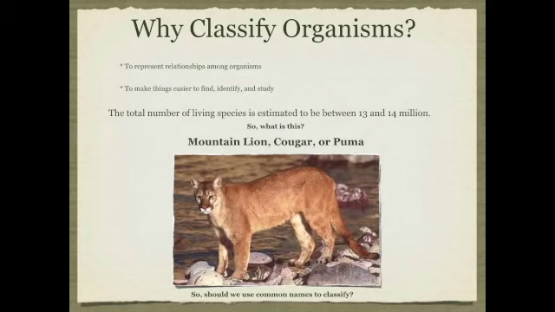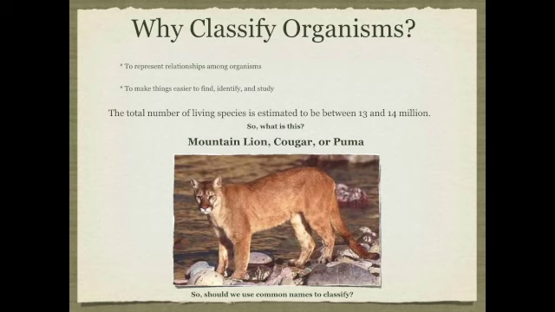So why do we classify organisms? The focus here is that we want to represent a relationship between the organisms, things that are similar. So we're going to put dogs in a certain category, cats in a certain category. We're going to separate plants from animals. So plants will all be in a certain category, while animals will be in a certain category. We will base them on similarities.